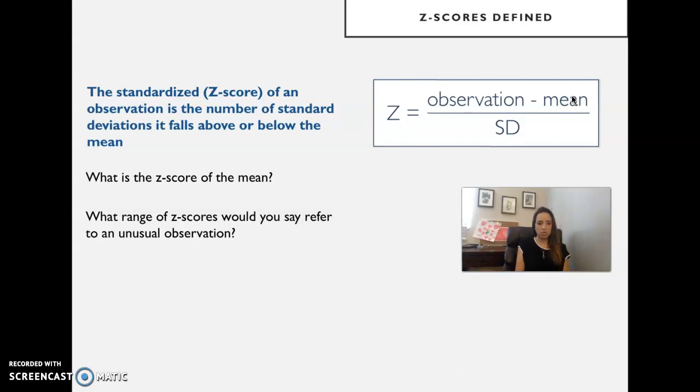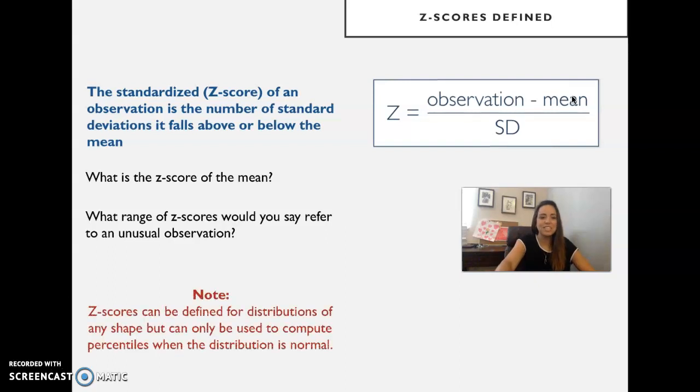What range of Z-scores would you say refer to an unusual observation? Think about the 68, 95, 99.7 rule. Scores that are above two standard deviations, because then they are starting to fall toward the tails, above or below, because then they are close to the tails of the distribution, right?